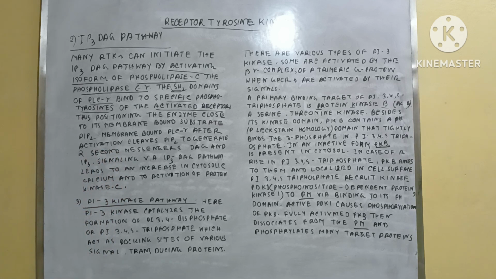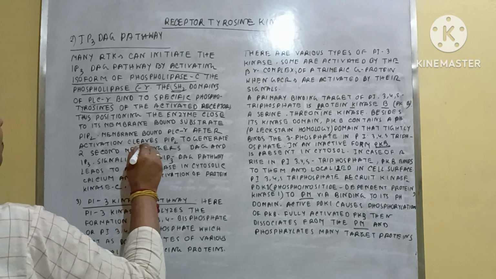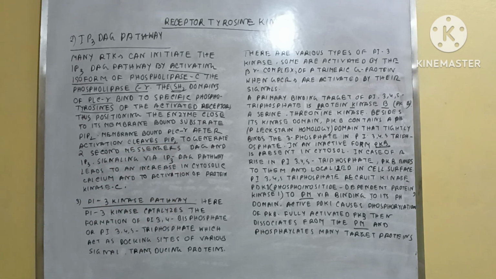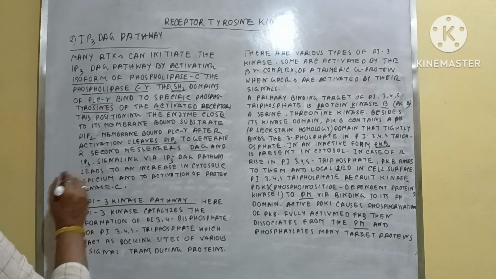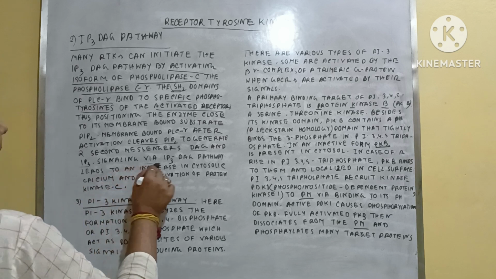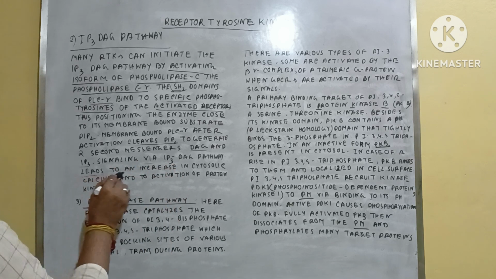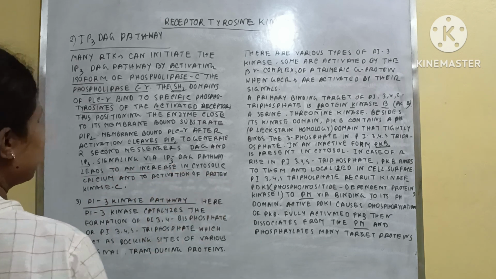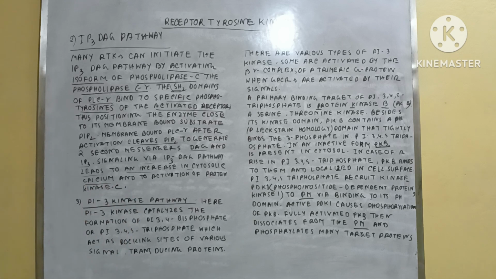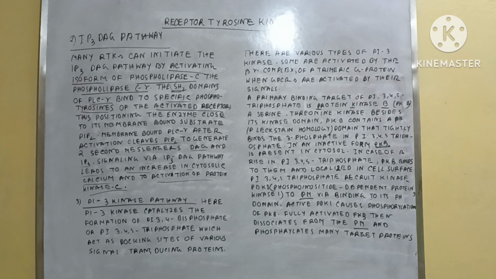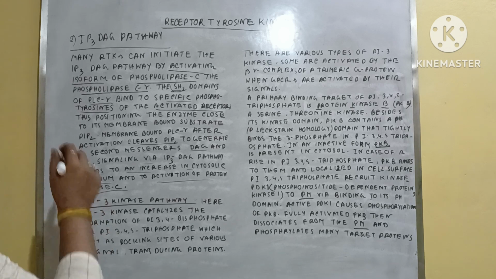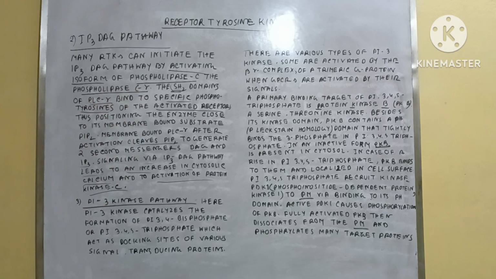And this membrane-bound PLC gamma, after activation, cleaves PIP2 to generate two second messengers: one is DAG, another is IP3. Signaling via the IP3 DAG pathway leads to an increase in cytosolic calcium and to activation of protein kinase C. So what is this saying? First of all, phospholipase C gamma is very important.